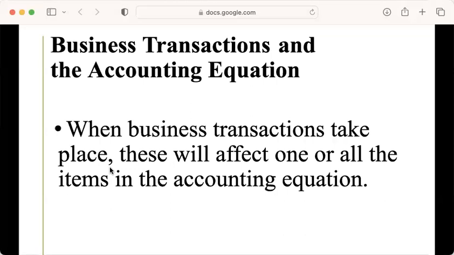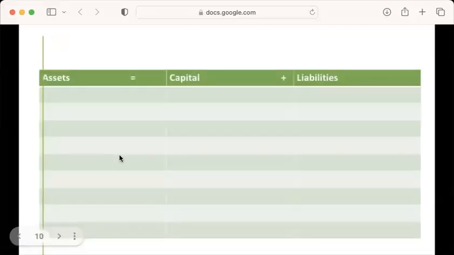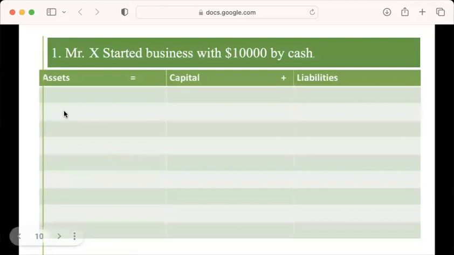So when business transactions take place, maybe for a day there are 100 or 1,000 transactions, whenever the transactions take place, it is going to have an effect on assets, liabilities, capital, all three, or at least one of these. So let's look at some examples of business transactions, and see how they affect the business's accounting equation, as we have assets equals capital plus liabilities.